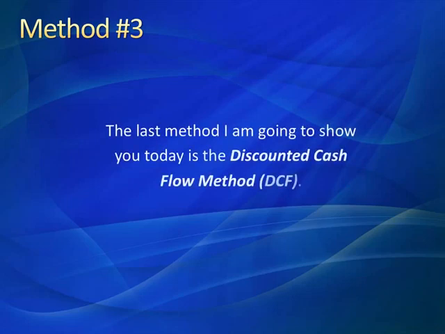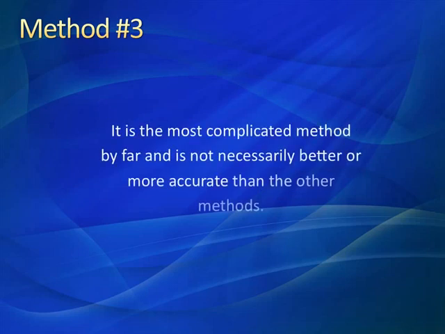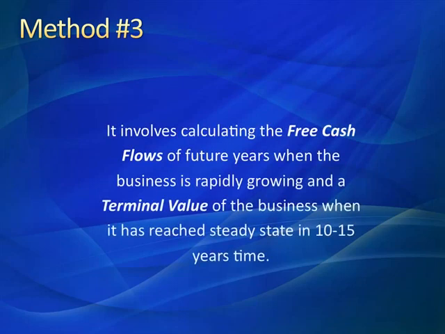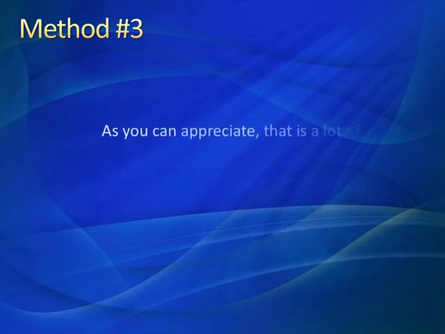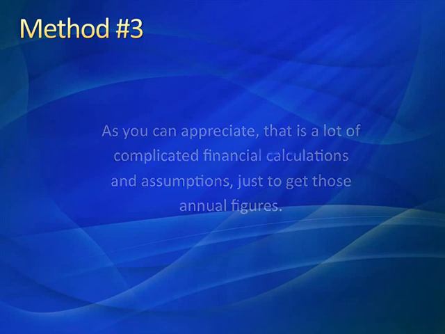The last method I'm going to show you today is the discounted cash flow method, DCF. It is the most complicated method by far and is not necessarily better or more accurate than the other methods. It involves calculating the free cash flows of future years when the business is rapidly growing and a terminal value of the business when it has reached steady state in 10 to 15 years' time. As you can appreciate, that is a lot of complicated financial calculations and assumptions just to get those annual figures.